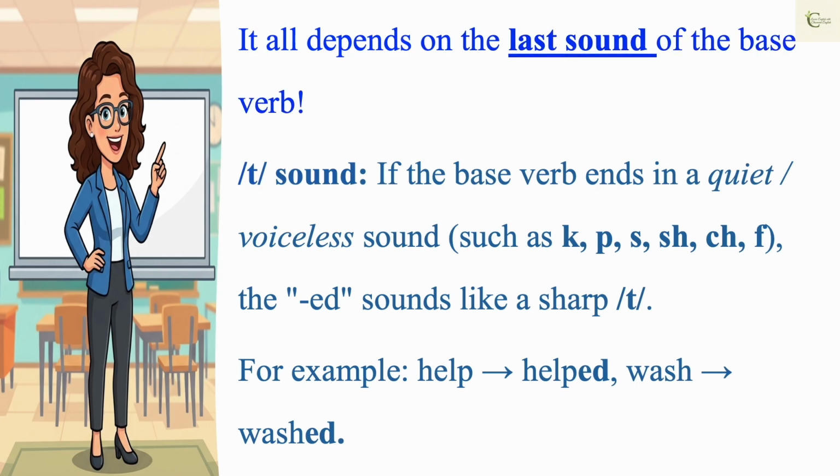T sound. If the base verb ends in a quiet or voiceless sound, such as k, p, s, sh, ch, f, the ed sounds like a sharp t. For example, help, helped. Wash, washed.